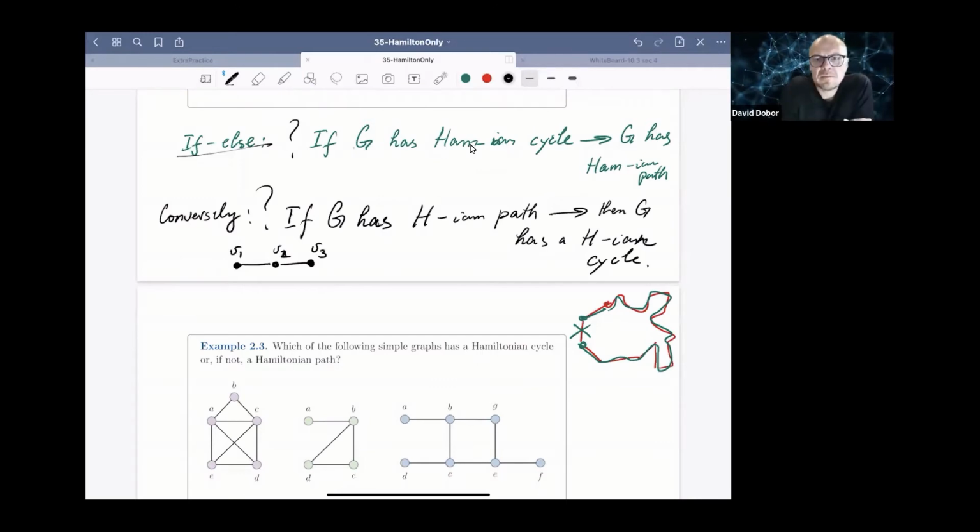Is there a Hamiltonian path here? Yes. V1, V2, V3 would be a Hamiltonian path. It passes through every vertex and it hits every vertex exactly once. But there is no cycle here.